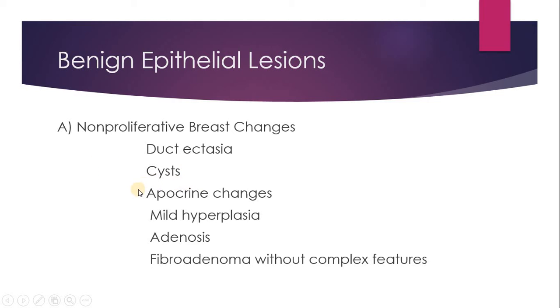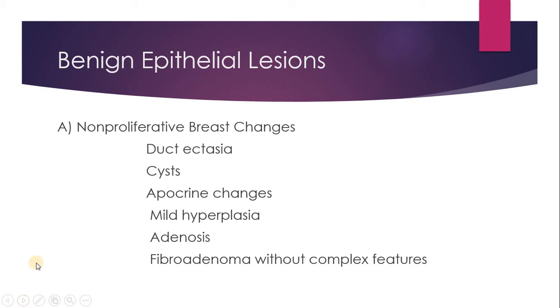When cystic change with apocrine metaplasia, adenosis, and hyperplasia are found, cyst, apocrine change, adenosis, these features may be found together or separately. These are also known as fibrocystic breast change or fibrocystic disease of the breast, FCC.